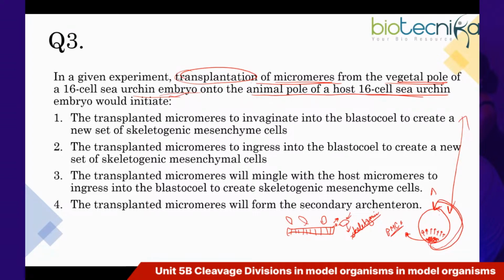So they are asking, if such cells are placed onto the animal pole, now we know this is the animal pole and this is the vegetal pole, if such cells are placed on the animal pole, then what is going to happen? Okay, let's have a look. Anyways, I already gave you half the answer, right?